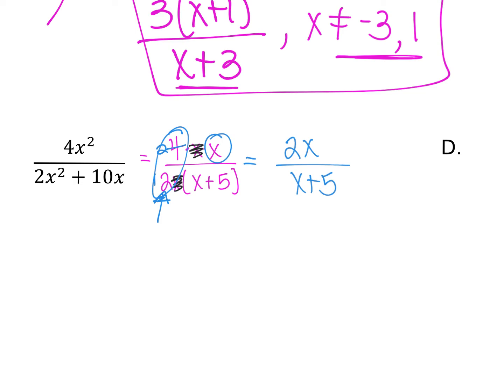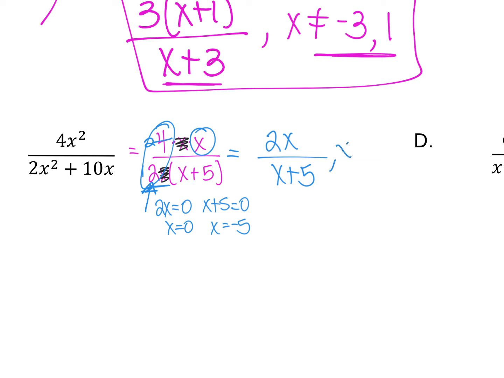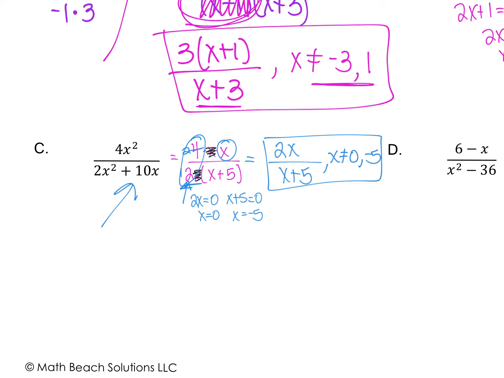So there's my simplified answer, but make sure you include your excluded values. So looking back after we factor it, 2x equals 0 would be x equals 0, and x plus 5 equals 0 would be x equals negative 5. So my excluded values would be x cannot equal 0 or negative 5 because it would cause my original denominator to be 0.